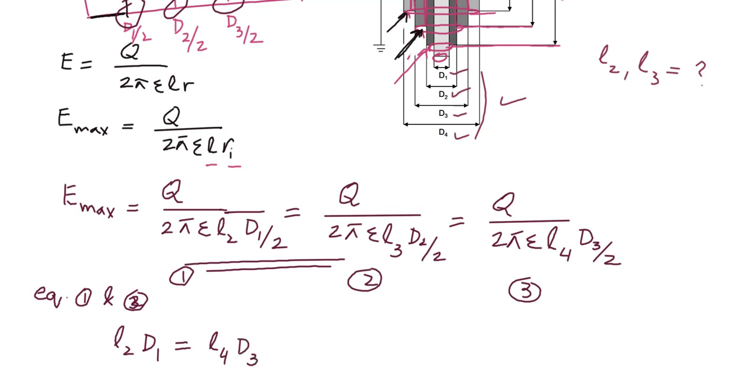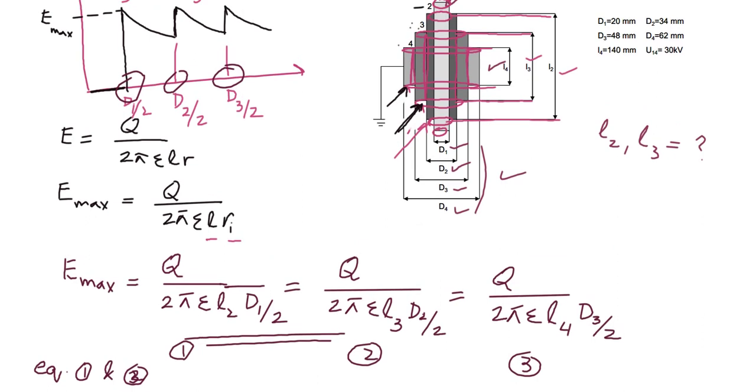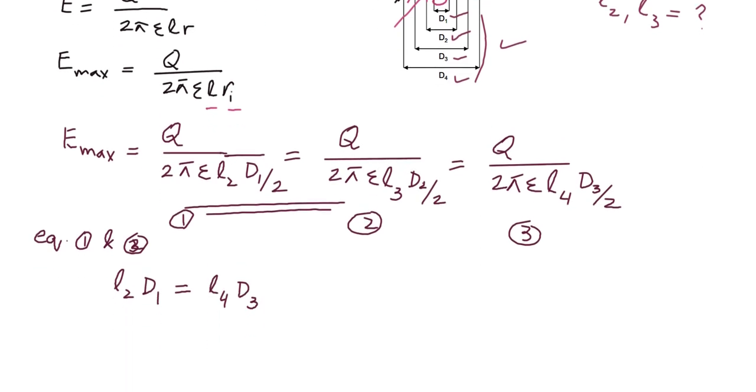Okay, so now we have all the values. We have d1, d3, d4, and d2, and we also have L4. So the only thing unknown in this equation is L2. So if we put the values, we can determine L2 will be equal to 336 millimeter.